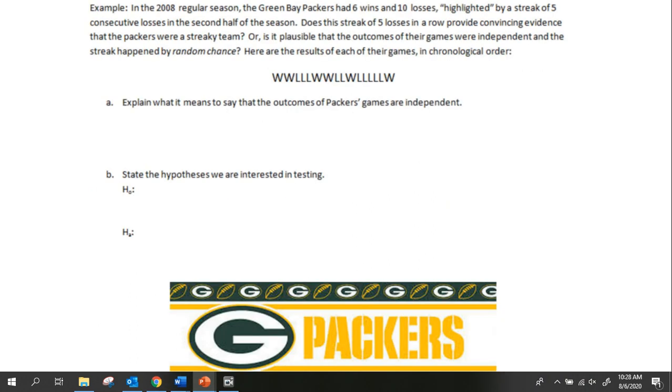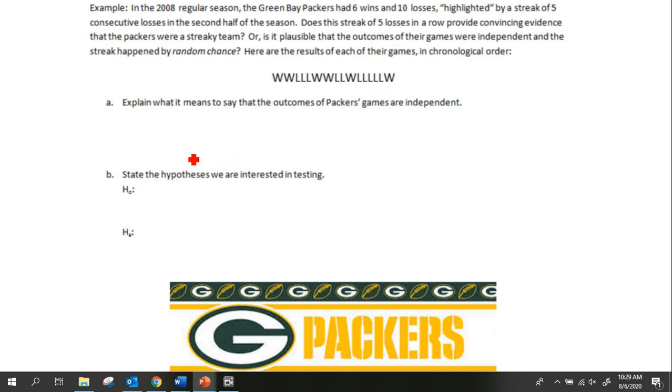In the 2008 regular season, the Green Bay Packers had 6 wins and 10 losses, highlighted by a streak of 5 consecutive losses in the second half of the season. Does this streak of 5 losses in a row provide convincing evidence that the Packers were a streaky team? Or is it plausible that the outcomes of their games were independent and the streak happened by random chance? So the results of the games in chronological order are listed right here.